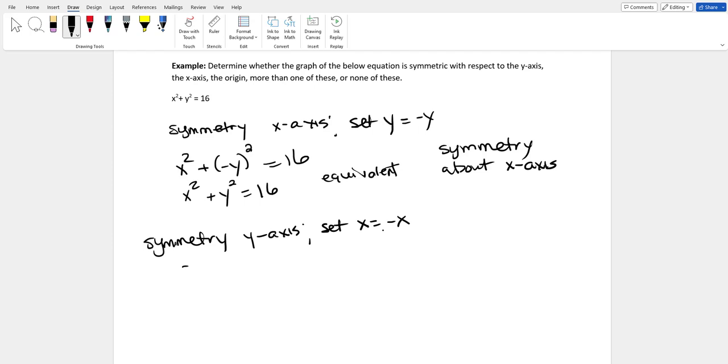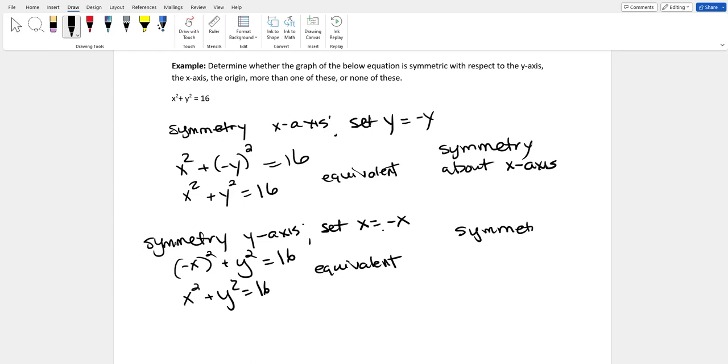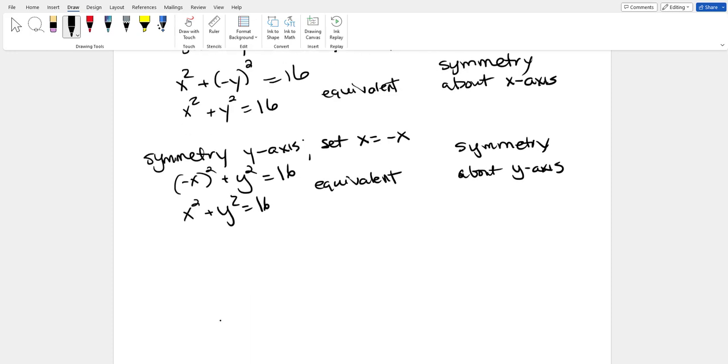Now we're going to talk about symmetry about the origin. And we're going to set x equal to negative x and y equal to negative y. So I'll have negative x squared plus negative y squared is equal to 16. Negative x squared is just positive x squared, and the same goes for negative y squared. We get positive y squared. As you can see, this is equivalent to my original problem. So this is symmetric about the origin.